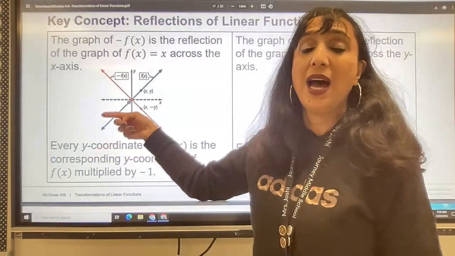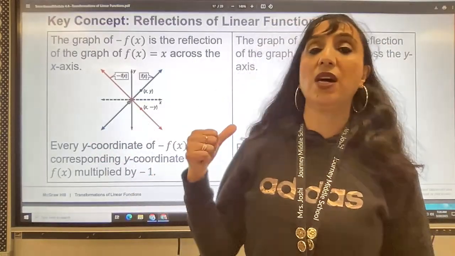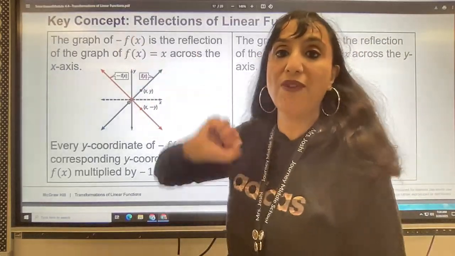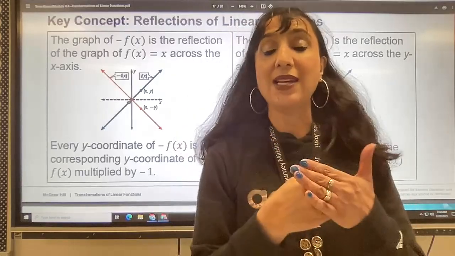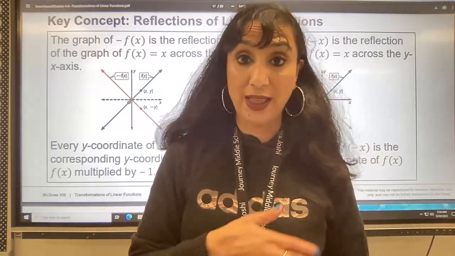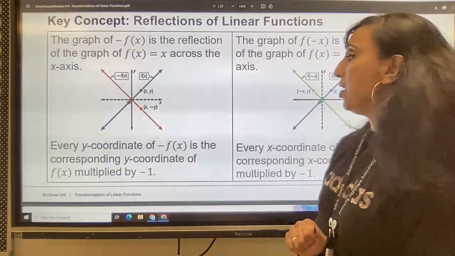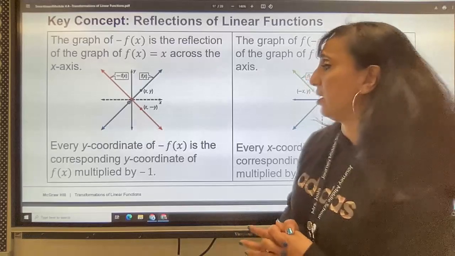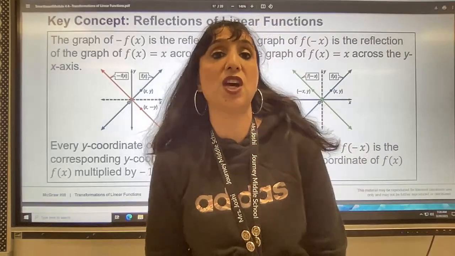Okay, and I am just going to reflect it across the x-axis, because as you can see, the negative f over here tells me that the output values are changing. The input is going to be the same, so that means the x coordinate is not changing. The y coordinate is going to become the reverse, and that's what we just talked about, and so it's reflected across here. Okay, so every y coordinate of -f(x) is the corresponding y coordinate of f(x) multiplied by -1, and we just talked about that.